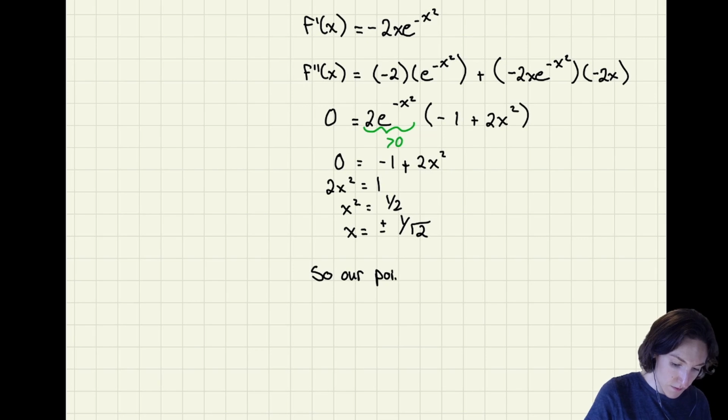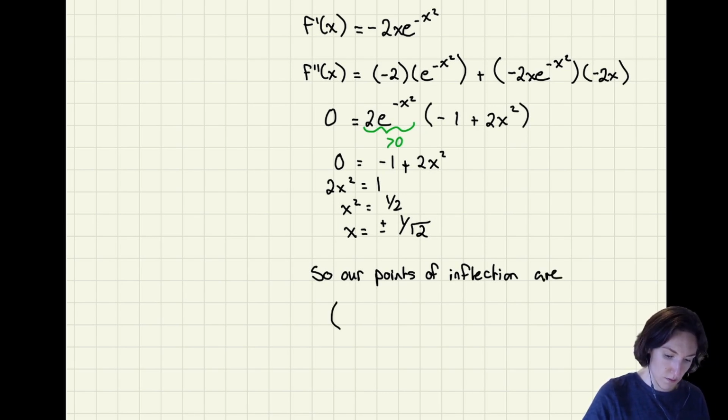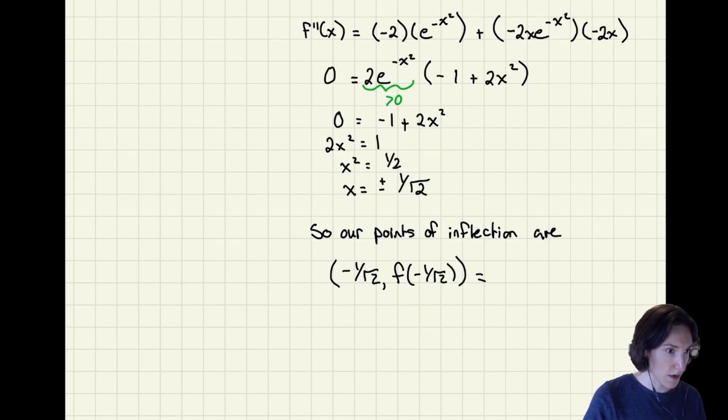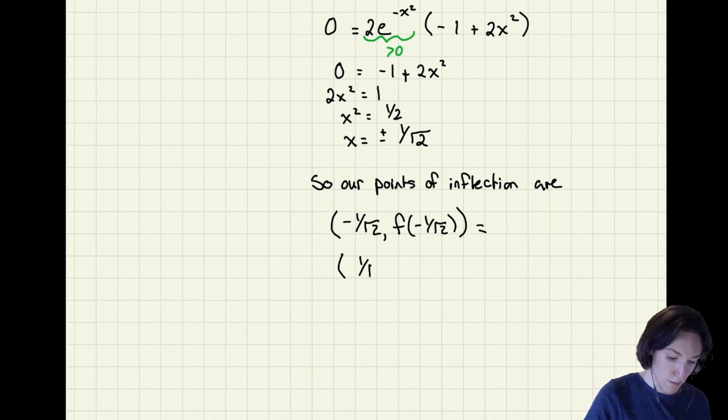Our points of inflection are negative 1 over root 2, and then f of negative 1 over root 2. That'll be the first one. 1 over root 2, f of positive 1 over root 2.